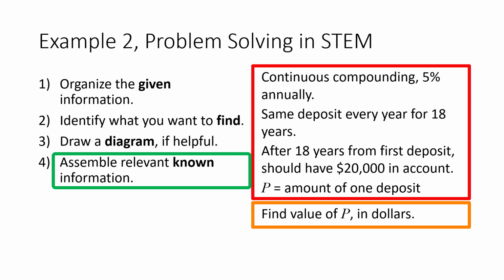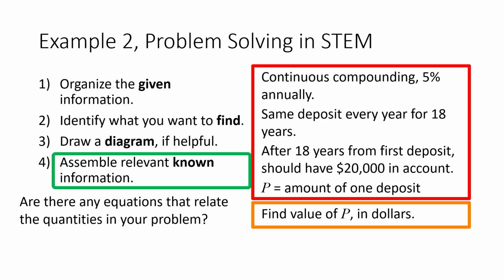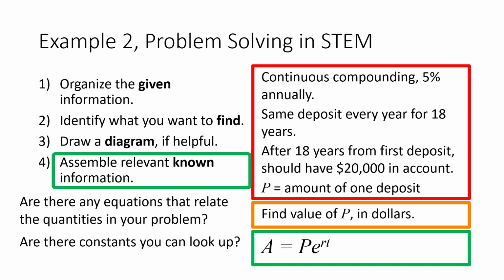Do we know anything about continuously compounded interest? You've probably seen this in pre-calculus, but if you don't remember it, then you can always Google it. The equation describing continuously compounded interest is A equals P times e to the power RT. P is the amount deposited, R is the annual interest rate as a decimal, and T is the time in years. Together they give A, which is the amount in the account after T years.